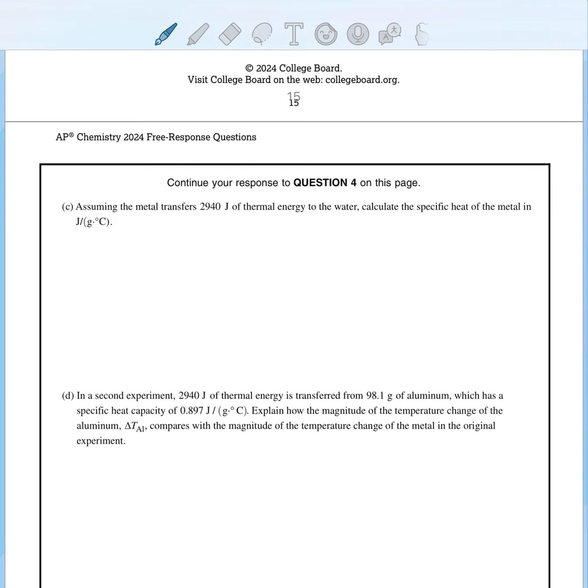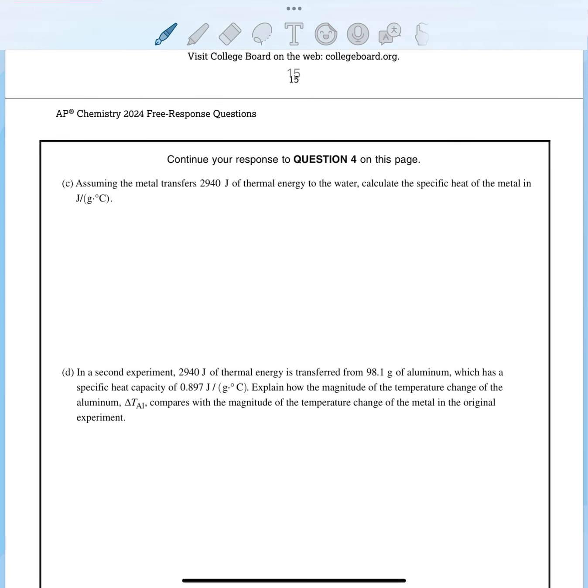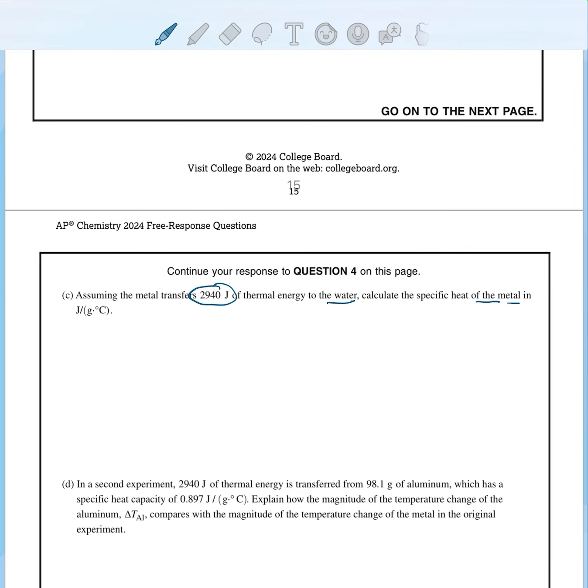All right, question C. Assuming that the metal transfers 2940 joules of thermal energy to the water, calculate the specific heat capacity of the metal in joules per gram degree Celsius. I'm being asked to solve for the variable C, specific heat capacity. I'm given the variable Q, which is the 2940 joules.